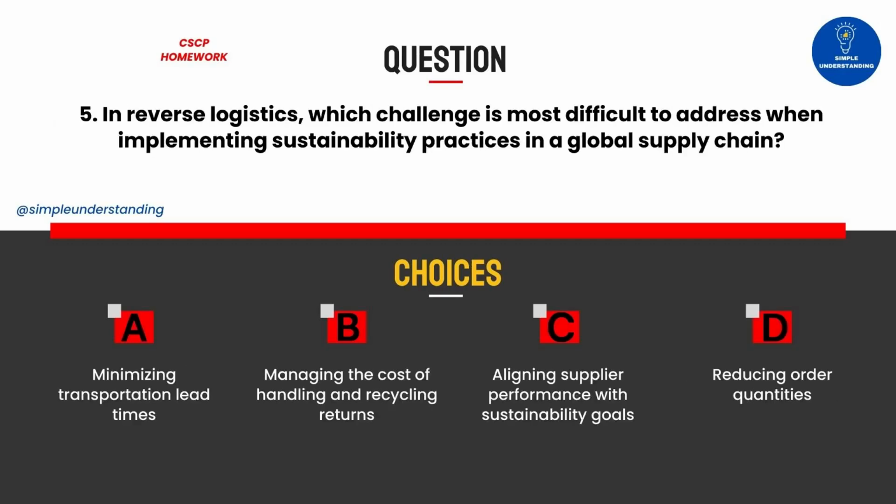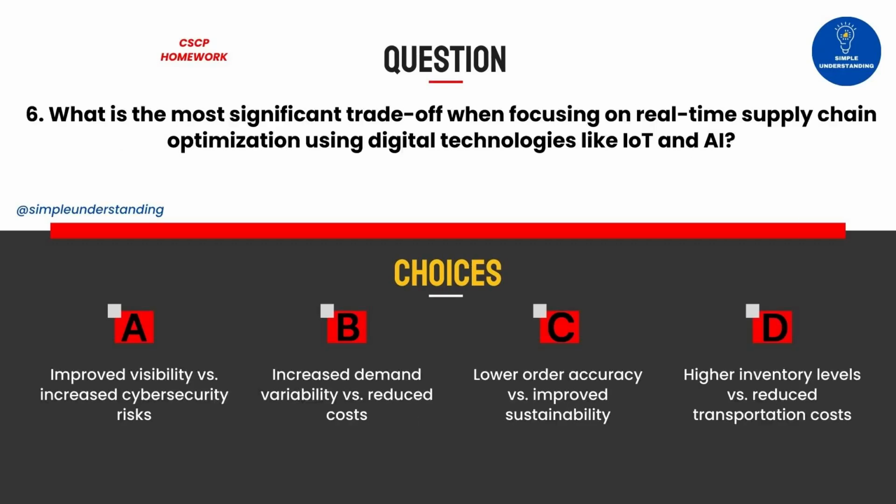5. In reverse logistics, which challenge is most difficult to address when implementing sustainability practices in a global supply chain? A. Minimizing transportation lead times. B. Managing the cost of handling and recycling returns. C. Aligning supplier performance with sustainability goals. D. Reducing order quantities.